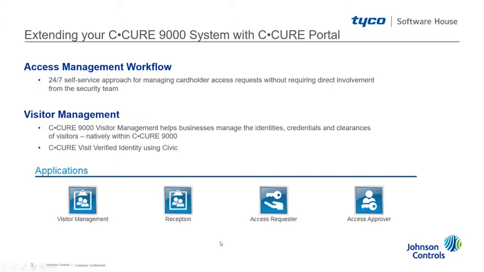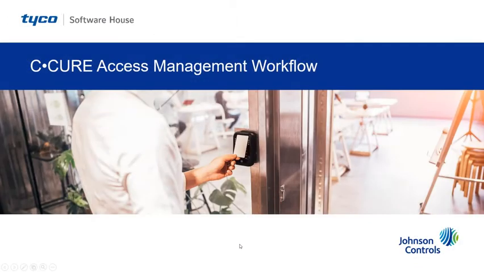Okay. Well, good. Let's move on. On the bottom of the screen here, you'll see 4 different icons. Basically, these 2 features are accessed through C.CURE with a web portal. And if you're a user with full privileges, you'll see all 4 of these icons. The visitor management, the reception portal for the visitor management system. Then we're going to first talk about the 2 on the right here, the access requester and the access approver features. And this is our access management workflow feature.